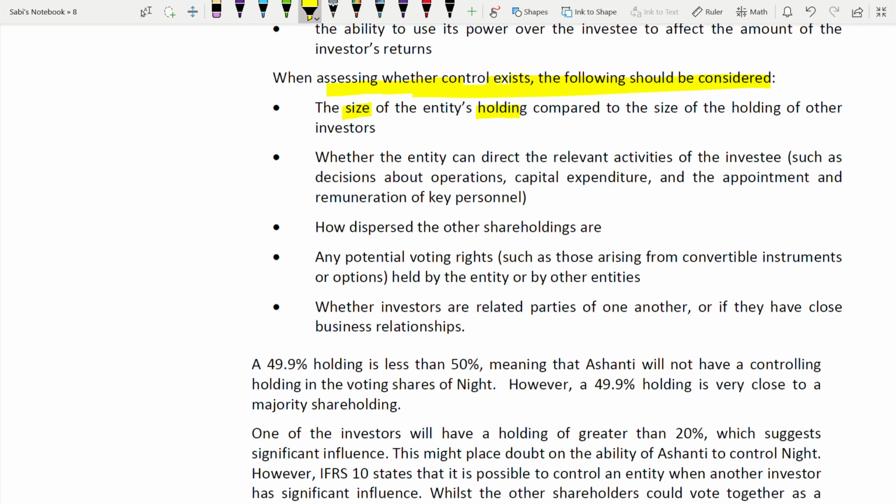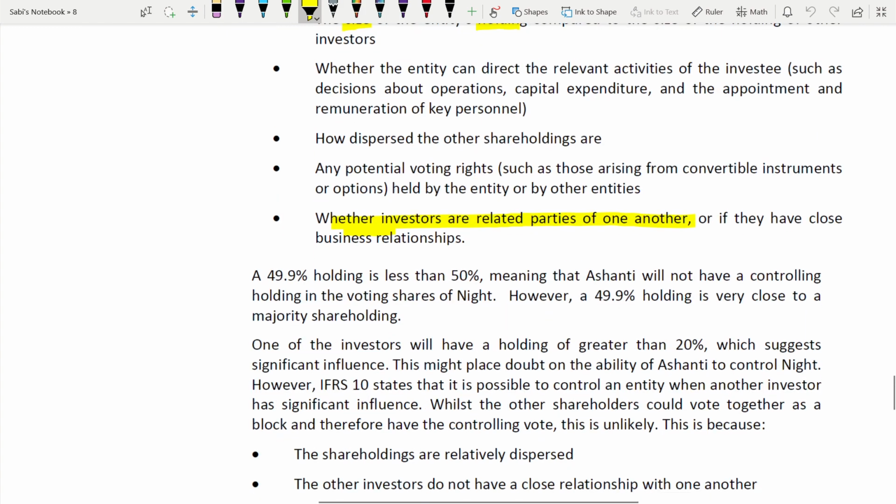Last, where the investors are related parties of one another. This piece of information has been given to us about related parties, so we can use this. Whether they are related parties of one another or not, or if they have close business relationships, then there's control. Because our question is whether the company has control over Night or not. That was the question, right?